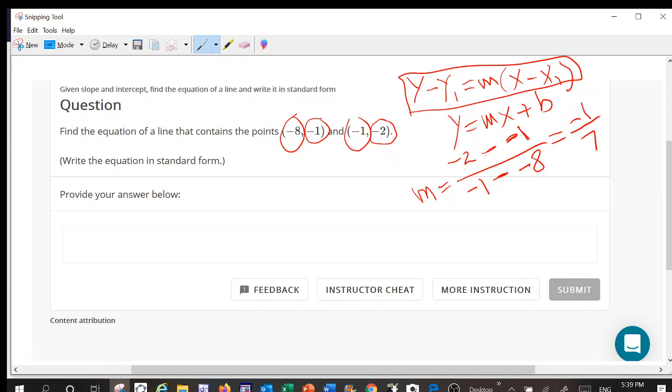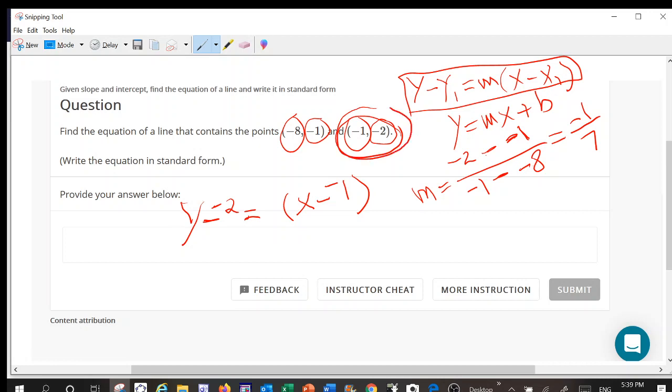So that's the slope. Now, we have to use either point, doesn't matter which one. Let's use this one because it's smaller numbers. So y minus something equals something times x minus something. What? Well, this one would be negative 2. This one would be negative 1.